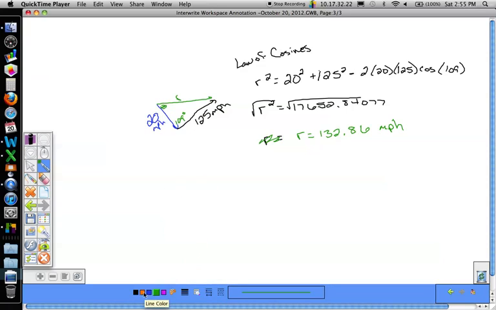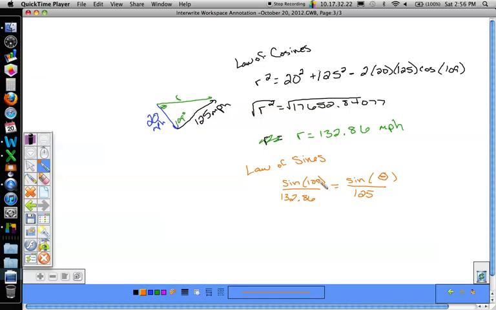To do theta, we're going to use the law of sines this time around. I'm just going to do it in a different color. Law of sines says that the sine of A over side A equals the sine of B over side B equals the sine of C over side C. So what we're going to do is the sine of 109 over our 132.86 here equals the sine of, this time we want the sine of theta, because we want to find theta, over 125.